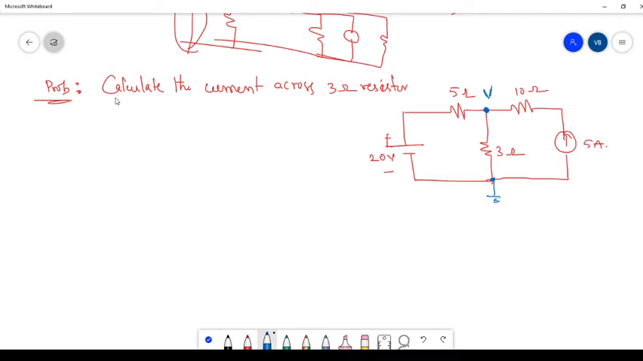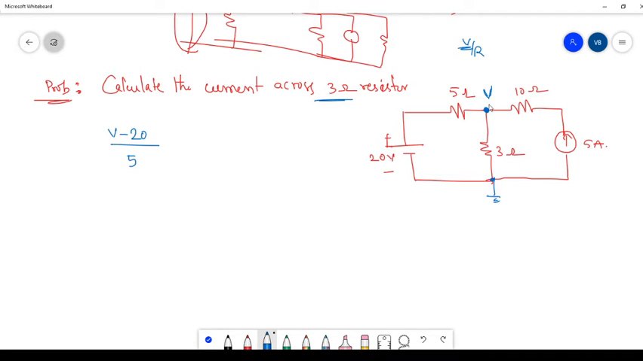So apply KCL here. We need to calculate the current across the 3 ohms resistor. So while applying KCL here, how are we going to write? The algebraic sum of the currents at a particular node equals 0. So at this particular node, what is the current from this in this direction? Current in the form of V by R we are going to write. So what is V here? That is the potential difference between these two nodes. So what is the potential difference? V minus 20. So V minus 20 by, what is the resistance value? That is 5.